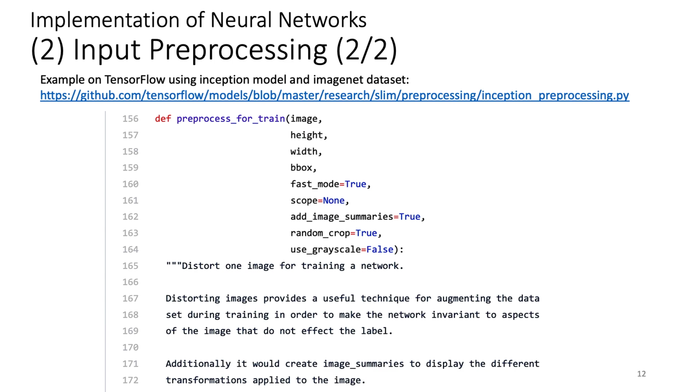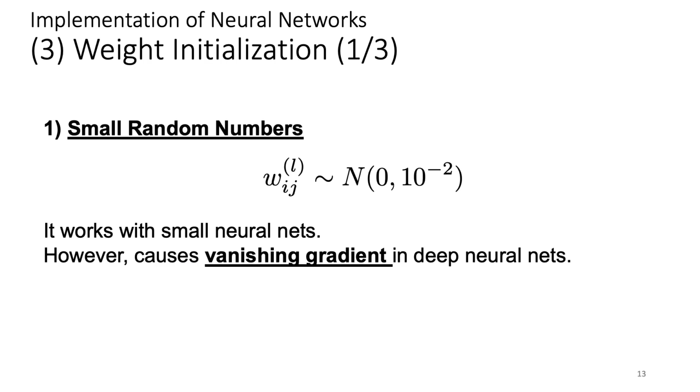So after pre-processing, there is another issue with training a neural net, and that is how we're going to initialize our W's at the first iteration, right? We know how to update those, but how are we going to start with the weights? So one simple method is you just assign small random numbers, right? And the numbers are coming from a normal distribution, right? So you assign all of your W_ij of layer L, could be any layer, from a normal distribution with mean 0 and standard deviation 10 to the minus 2, okay?